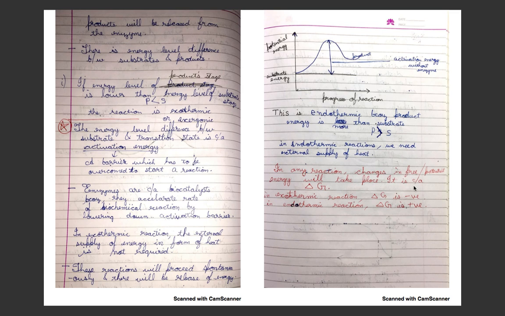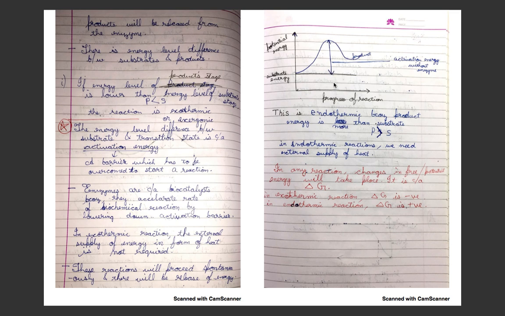Changes occur in the free potential energy, that is, changes in potential energy take place. This is called delta G. In an exothermic reaction, delta G is negative, that is, final minus initial is negative, and in an endothermic reaction, final minus initial is positive.